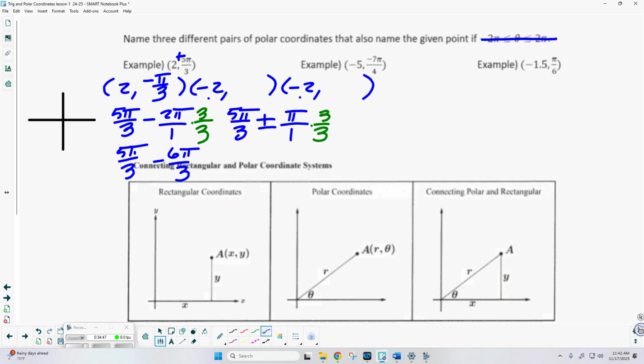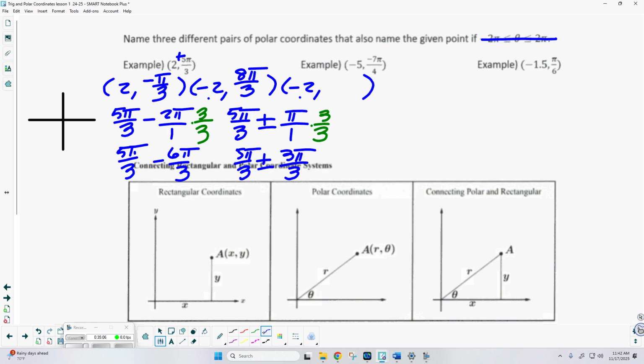Now for the other one, I've got 5 pi over 3 plus and minus 3 pi over 3. So what's 5 pi plus 3 pi? 8 pi. There you go. And you'll notice, what is 8 pi over 3 as a mixed number?